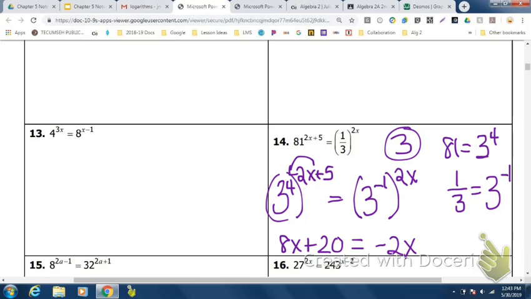Okay. And when you solve for x, I can just move my x's to the other side. That becomes 20 equals negative 10x. Negative 2 equals x. And if you wanted to, you could go back and plug that value into your original equation and make sure that it comes out right. Okay, one more.